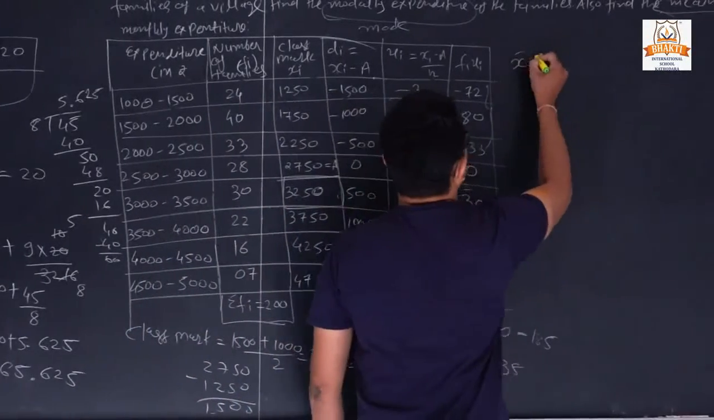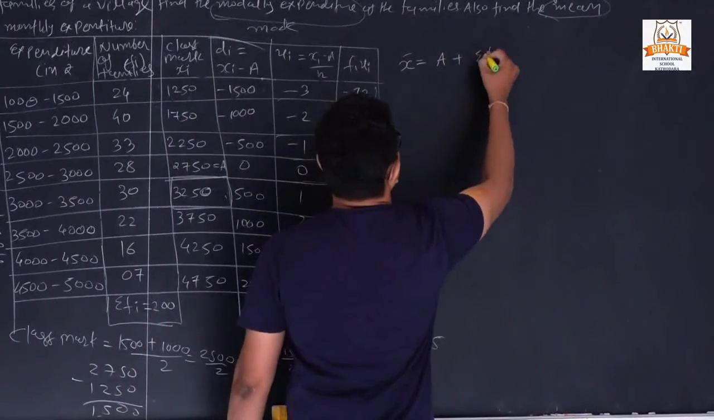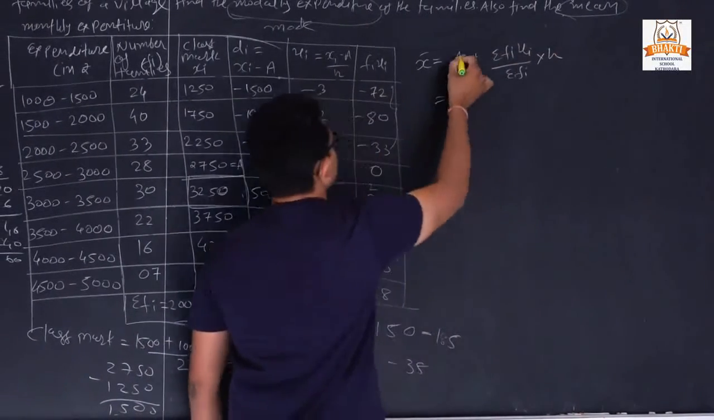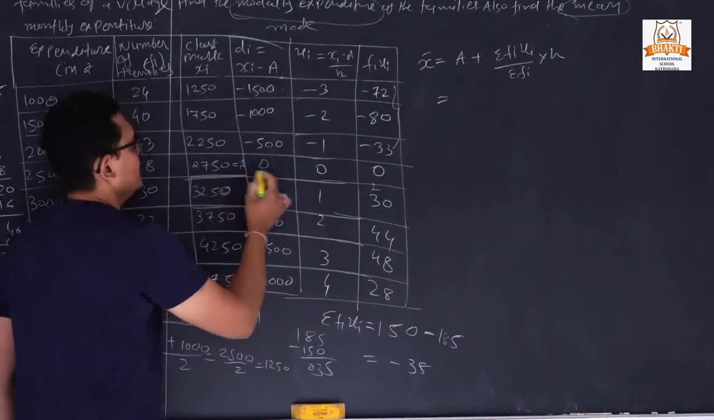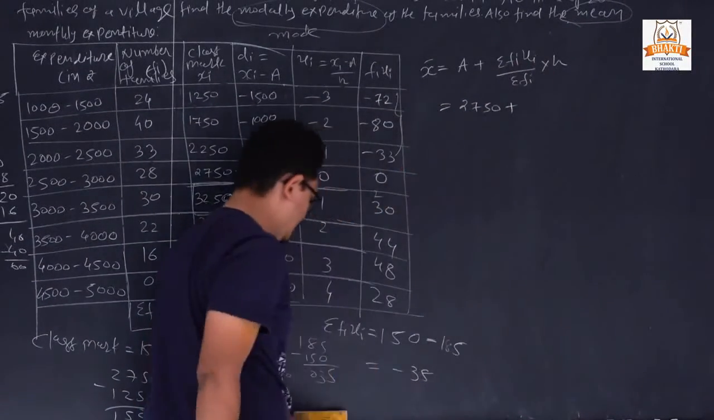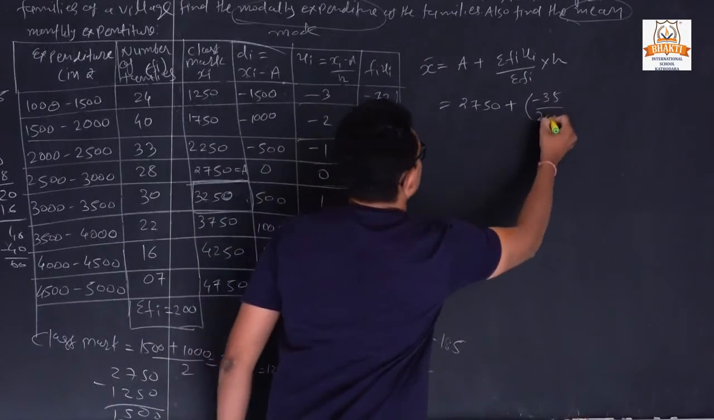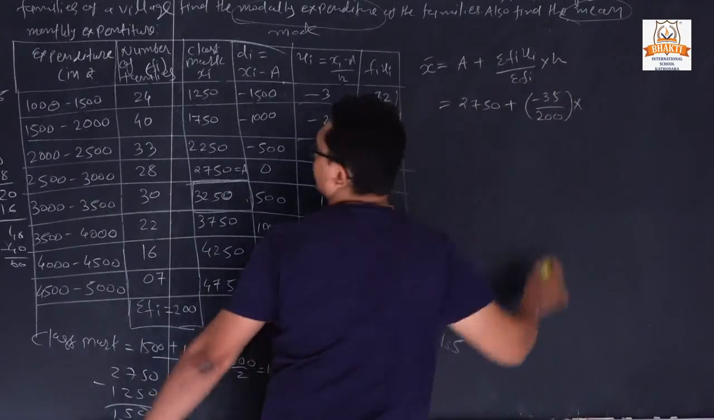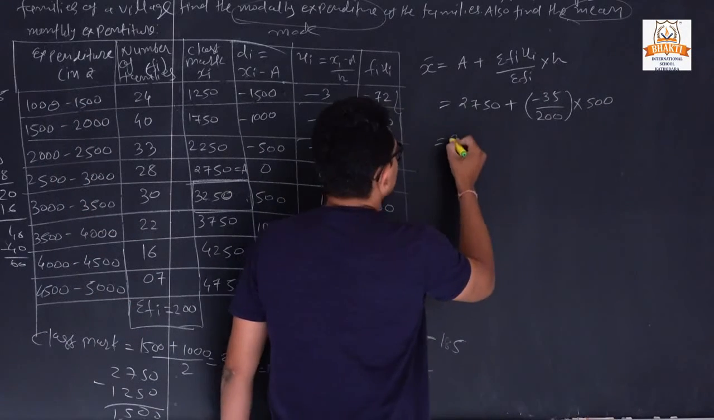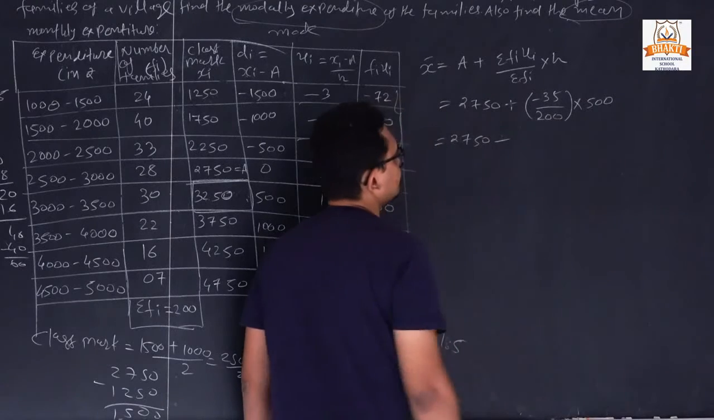Now the formula for mean, what is it? A plus sigma fi ui upon sigma fi into h. So what is the value of A? 2750. Sigma fi ui is minus 35. Sigma fi is 200, into what is the value of h? It is 500. So 2750 plus minus, it becomes minus.